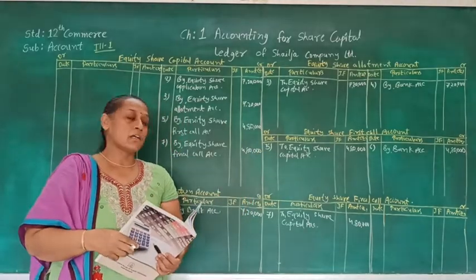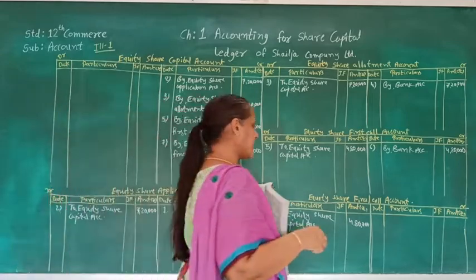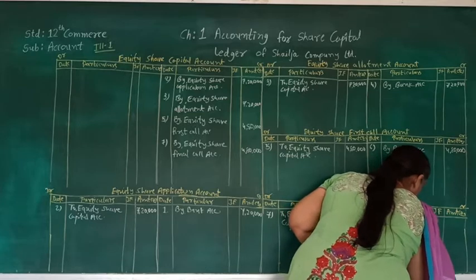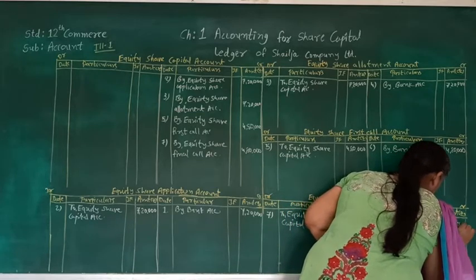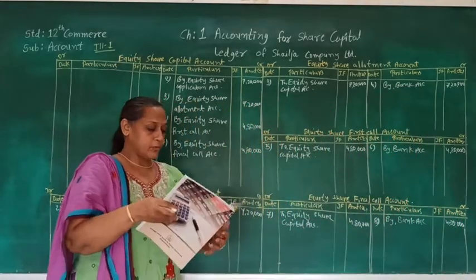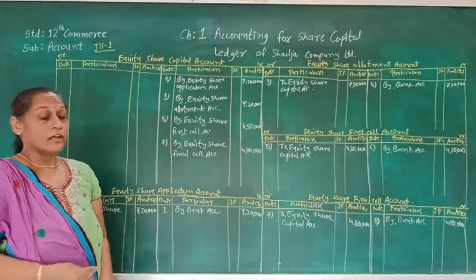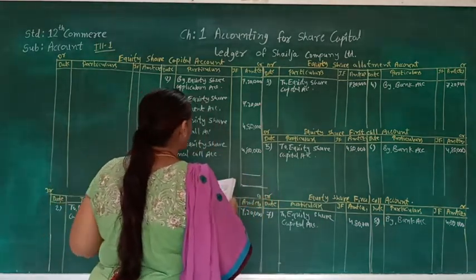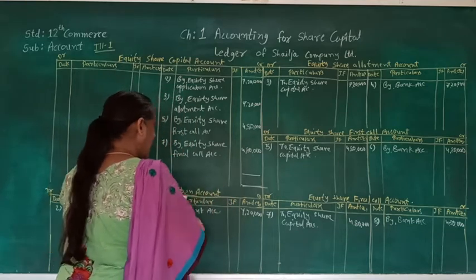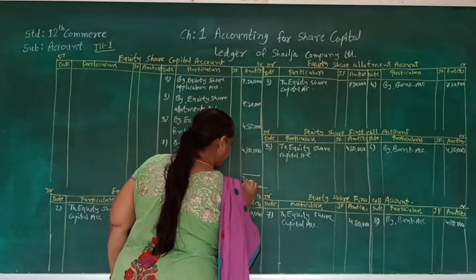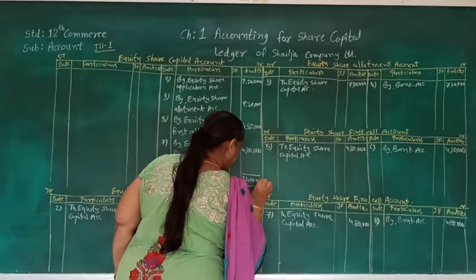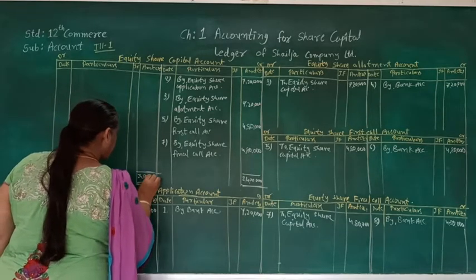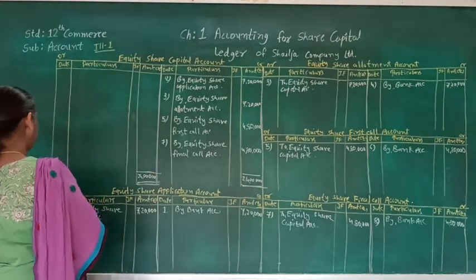Again, the last journal entry will be bank account debit to equity share final call account. So on the credit side of the equity share final call account, we are going to write by bank account, and the amount will be 4,80,000. So this is how we have to make the posting. Now let's see the total of the account. Here we can see that the total of the credit side is 7,20,000, 4,80,000, 4,80,000, so the total will be 24,00,000. We take this total to the debit side, 24,00,000, and this is the balance of the capital account.